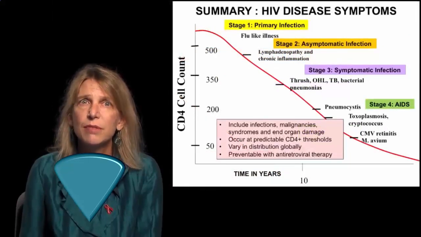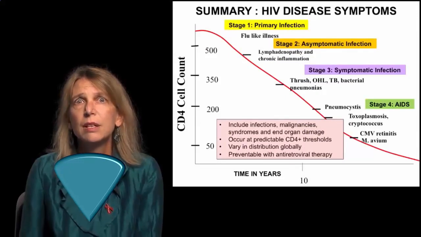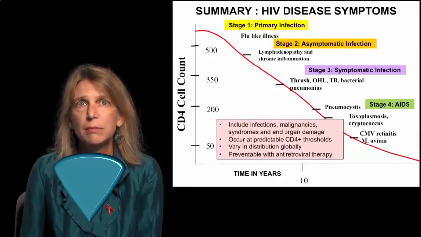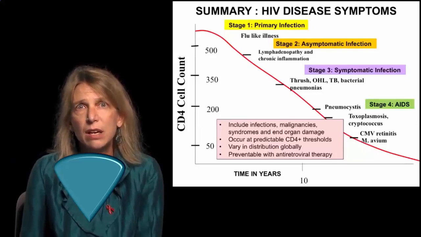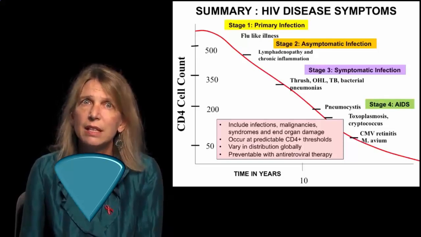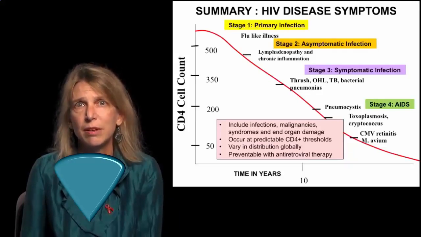So the key points from this lecture are HIV disease symptoms are due to inflammation secondary to HIV and to the immunologic damage which predisposes to infections and malignancies. HIV disease symptoms include infections, malignancies, syndromes, and end organ damage. They occur at predictable CD4 thresholds. They vary in distribution globally and are preventable, as you will hear in a subsequent lecture, with antiretroviral therapy.